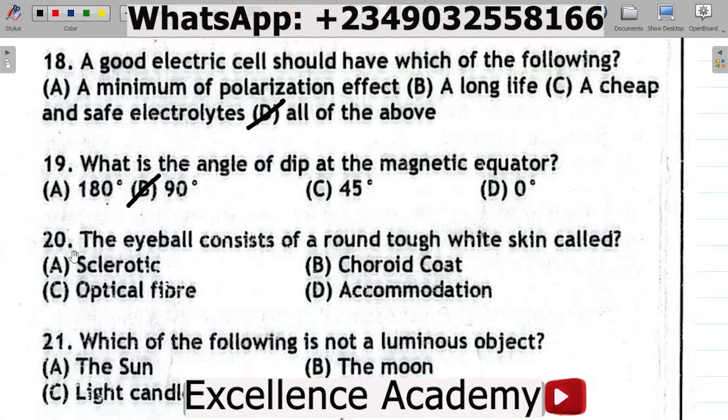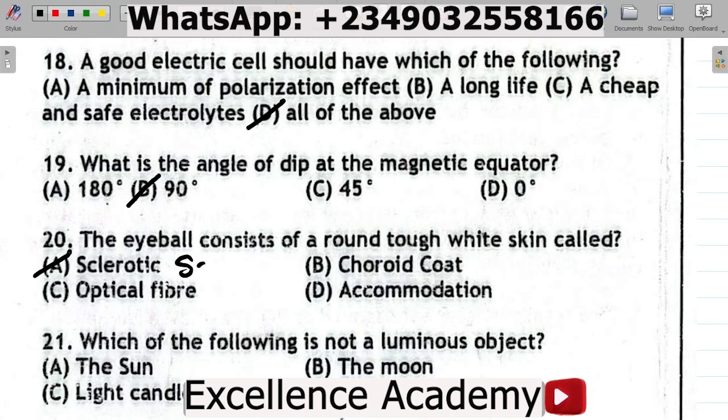Finally, question 20. The eyeball consists of a round, tough white skin called A. A. Sclerotic. B. Choroid coat. C. Optical fiber. D. Accommodation. The correct answer to this question is A. Sclerotic. All right.